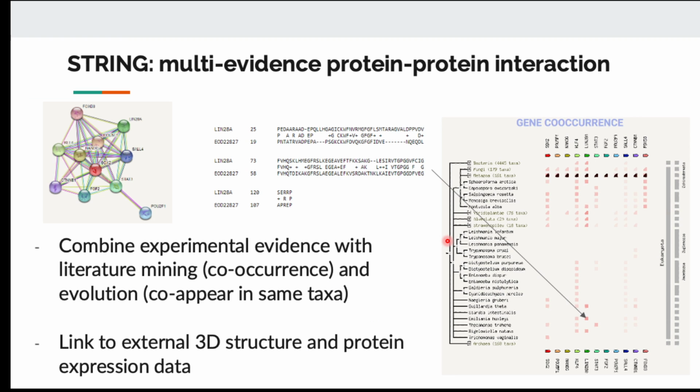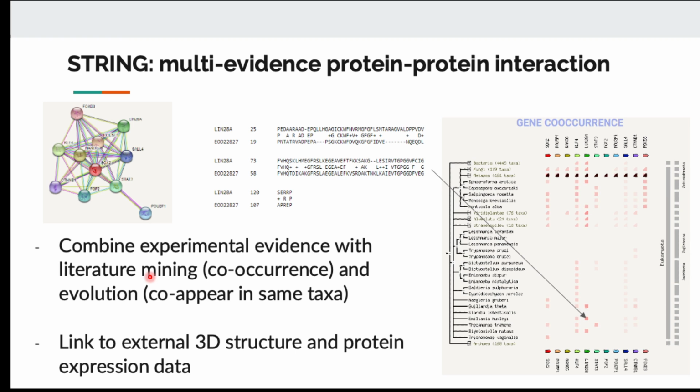So in STRING, one of the additional benefits that they provide for you is they also try to predict interactions that you might be interested in. So in addition to known interactions validated by experiment, they will show you predictions. For example, if you read biological papers, you see two proteins being mentioned together, right? So they appear in the same paper, very often.